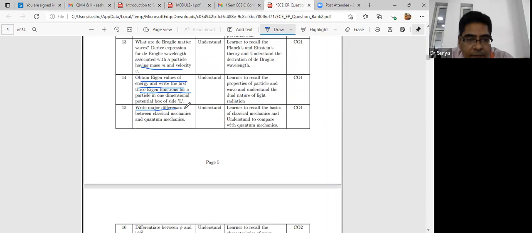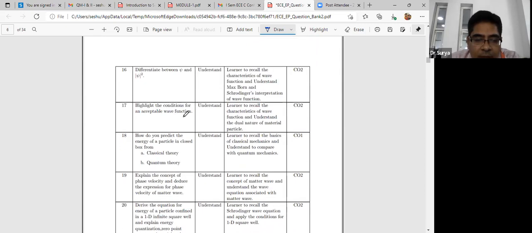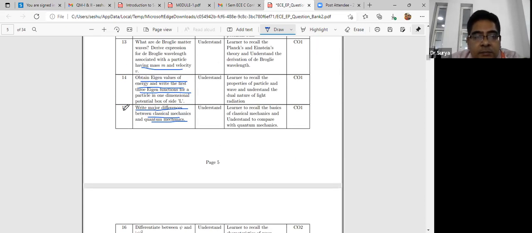Right. So write major differences between classical mechanics and quantum mechanics. This is a very fundamental question at the very beginning of the module, that is the first chapter. So what is the difference between classical mechanics and quantum mechanics? What are the differences? Classical mechanics failed somewhere, where quantum physics came into existence, right? So you have to tell the differences between classical mechanics and quantum mechanics. Okay. Can you go ahead with this 15th question?